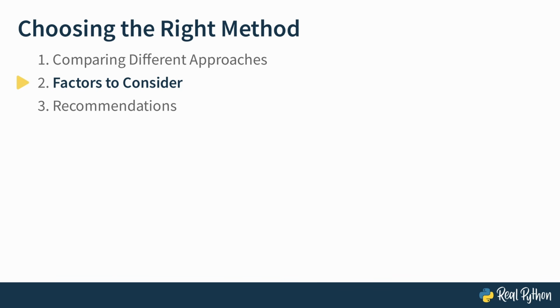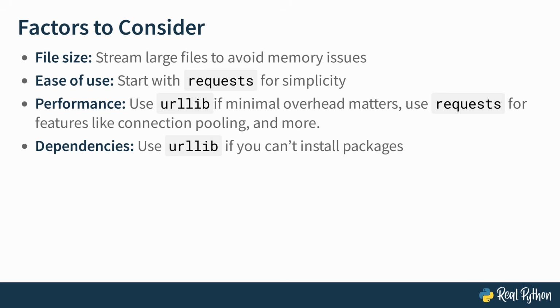Now that you know the pros and cons of urllib requests and streaming downloads, let's look at some factors that should guide your decision-making process. Here are the 4 main factors I consider when choosing a method. First is file size. If the file is large, you should use streaming for efficiency. Second is ease of use. If you want code that is quick to write and easy to read, start with requests.